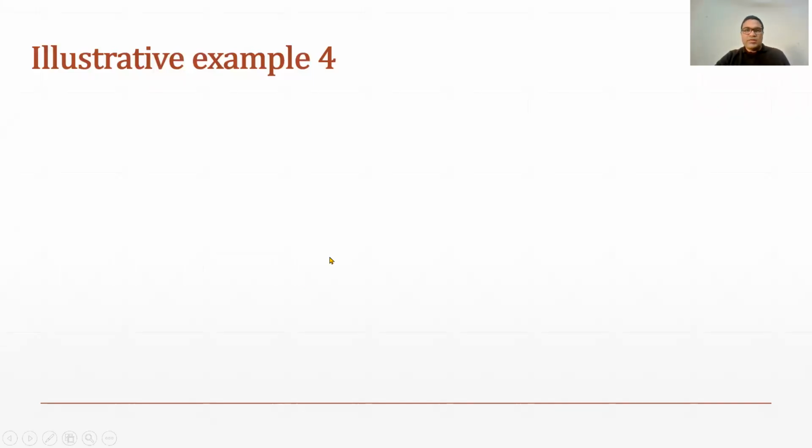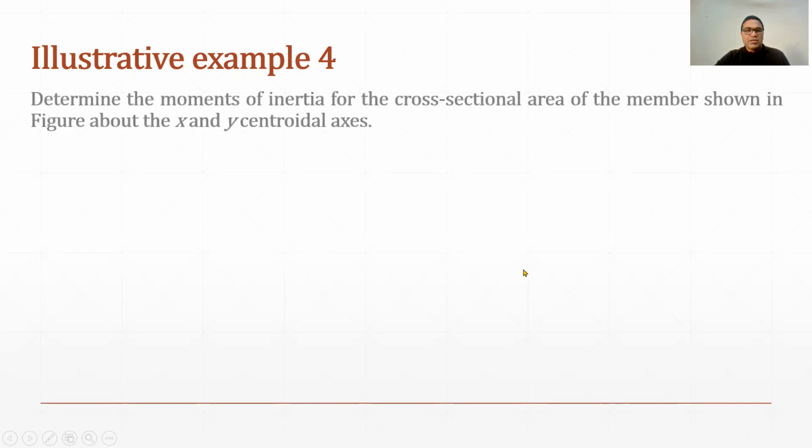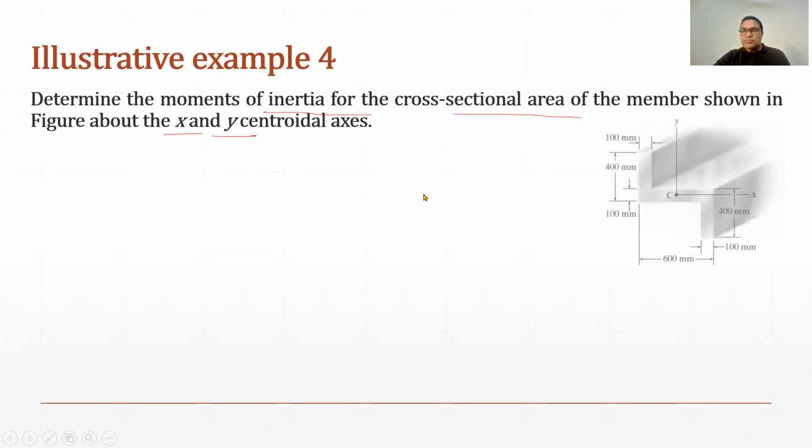Hello, welcome back. So now in this, we will solve another example to understand how we find out moment of inertia of a composite area. So here in this, we have to determine moment of inertia for the cross-sectional area of the member shown in figure about x-axis and y-centroidal axis. So this is the composite area.